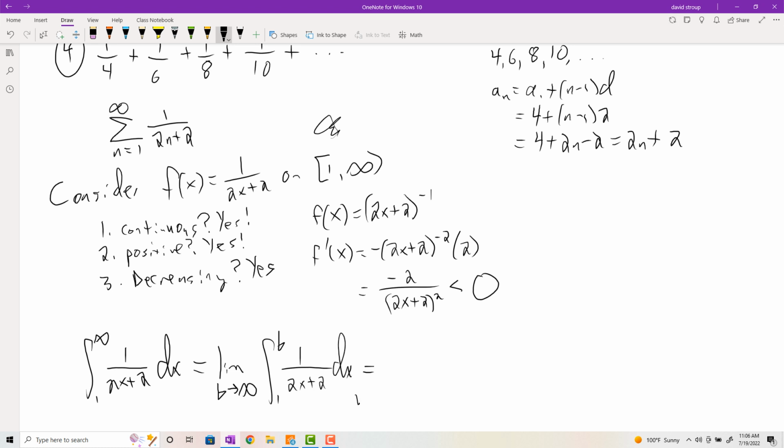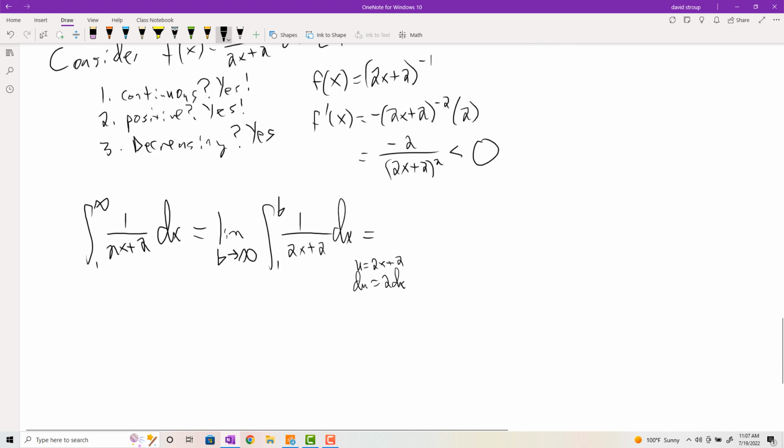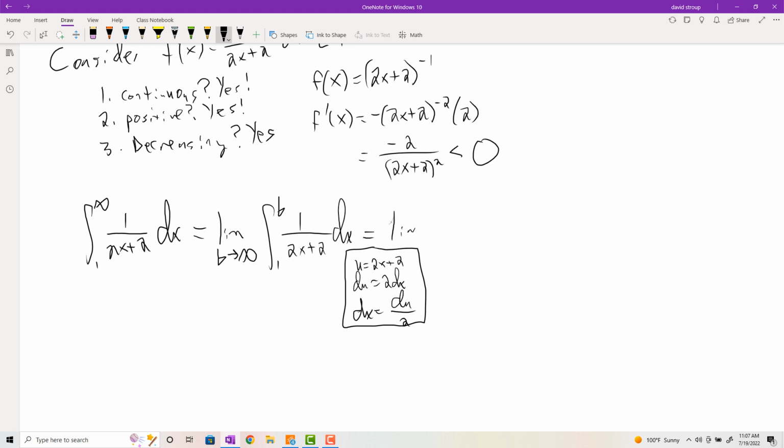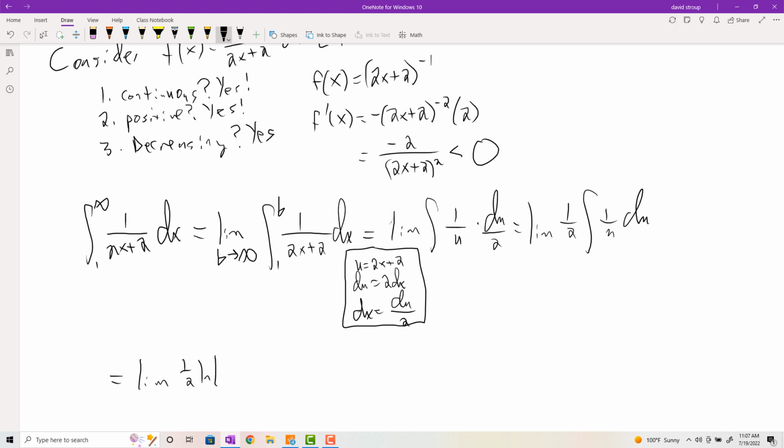We're probably going to need a u sub, so you could factor out, but let's do a u sub for 2x plus 2. So du will be 2 dx, and then dx will be du over 2. Okay. So I'll have then the limit of the integral of 1 all over u times du over 2, which is equal to the limit of 1/2 times the integral of 1 over u du, and then that thing's just a natural log, so you have the limit of 1/2 times the natural log, the absolute value of u.